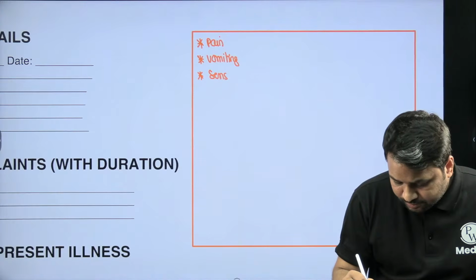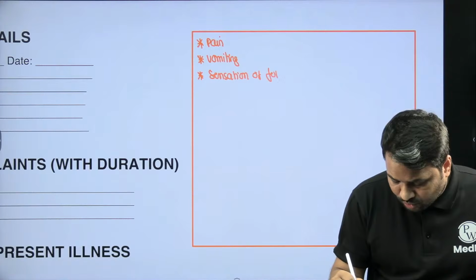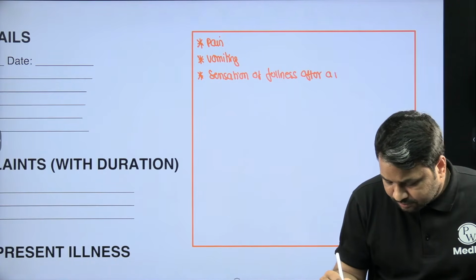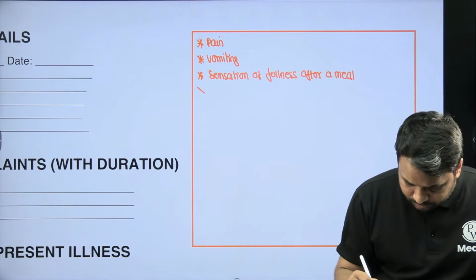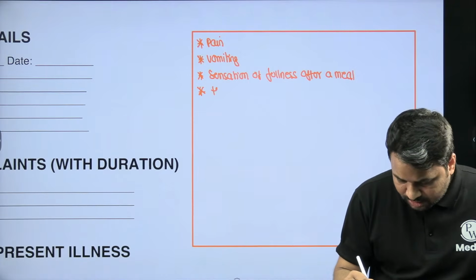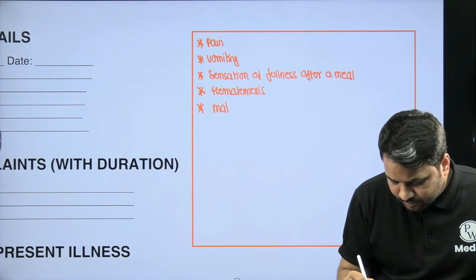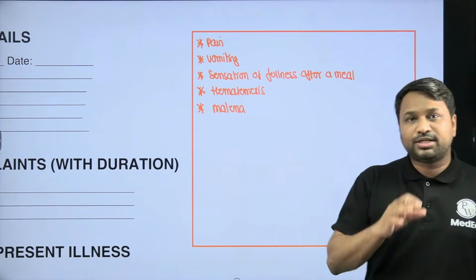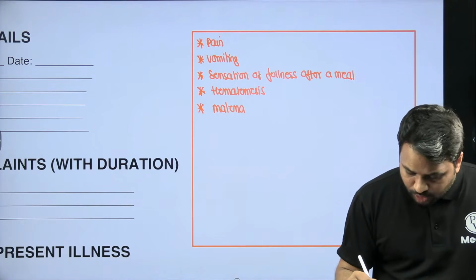Sensation of fullness after a meal, hematemesis, melena. Hematemesis is going to be blood in vomitus. Melena is black tarry stools, which is because the blood that has gone up will also mix up with the stools, right? Loss of appetite.